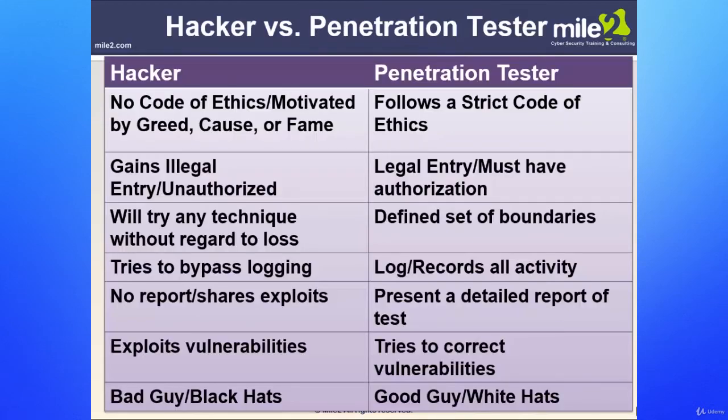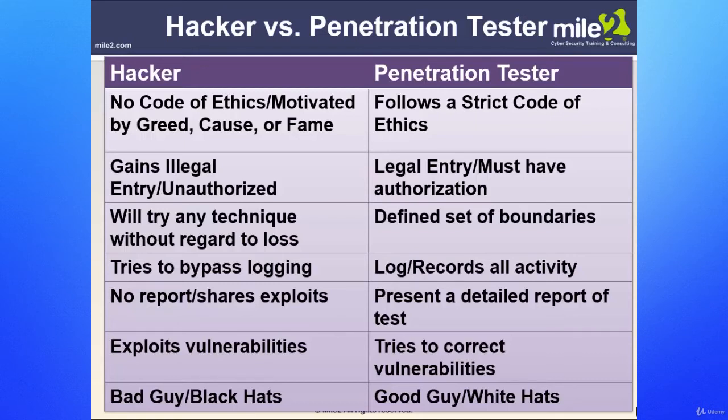All right, so let's take a real quick peek at the hacker versus a penetration tester. The hacker here would be considered the black hat hacker, and the penetration tester would be the white hat hacker, also known as the security analyst. When it comes down to it, there's no code of ethics, motivated by greed, cause, or fame, depending on what type of hacker it is. We talked about the different types, and the important ones to remember here are the script kiddies, the suicide hackers, and of course your black hat hackers.